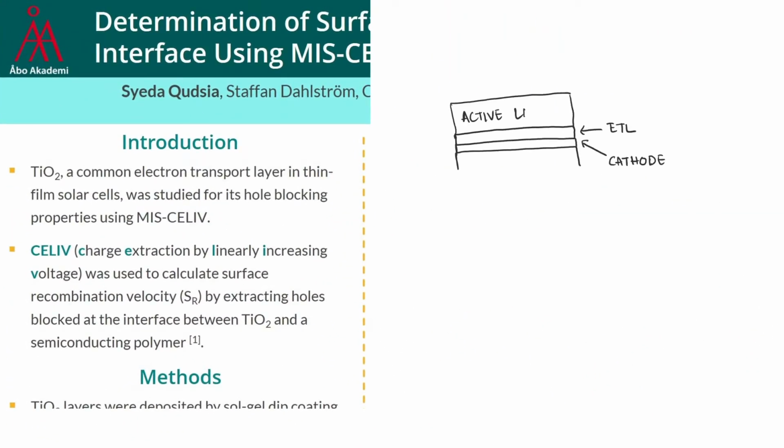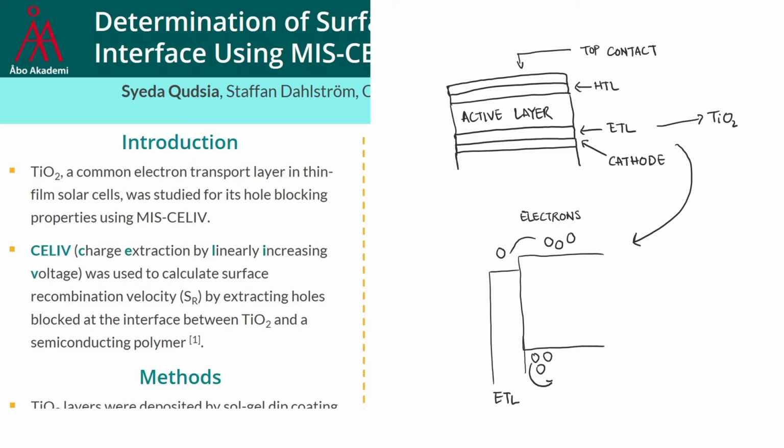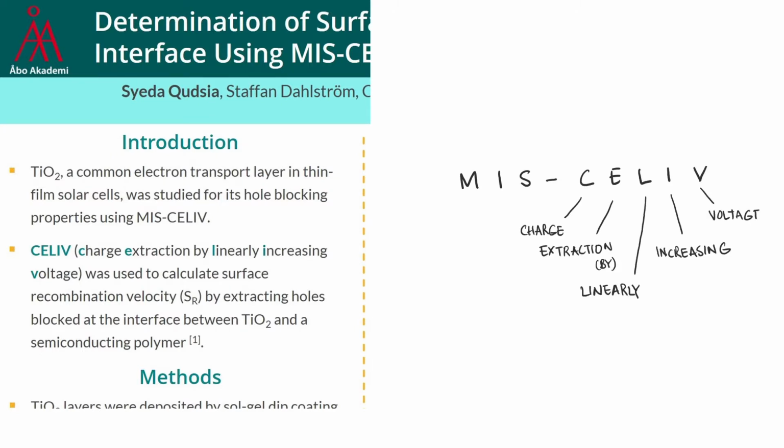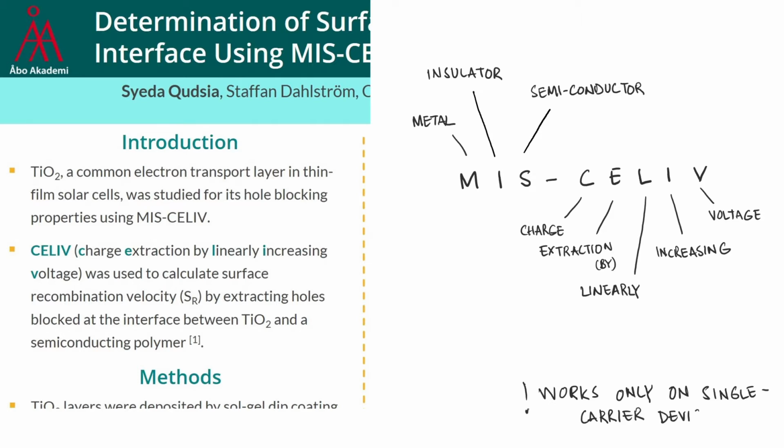Titania is a very common electron transport layer in thin film solar cells, and while transporting electrons, it should also be blocking holes. This hole blocking property can be studied using CELIV. MIS-CELIV is when the technique called charge extraction by linearly increasing voltage is done on metal insulator semiconductor structures. It works by injecting charge carriers in a single carrier device, which was a hole-only device in our case.